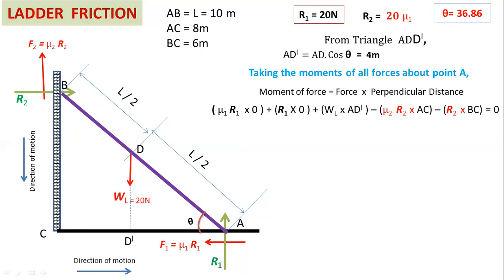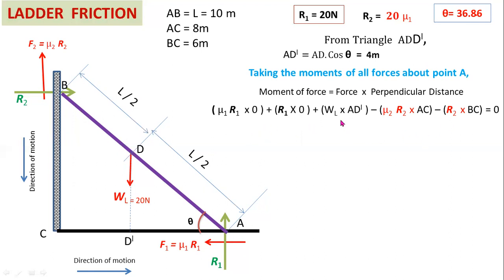Now you have to consider R2 and F2 forces. This mu2 R2 passes through point C and B. So the perpendicular distance between the F2 force and point A is AC. Mu2 R2 into AC distance. Now the perpendicular distance between R2 and point A is BC. BC is the perpendicular distance between the force R2 and point A.